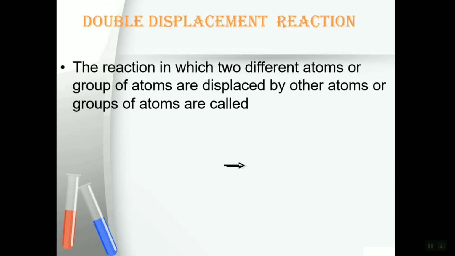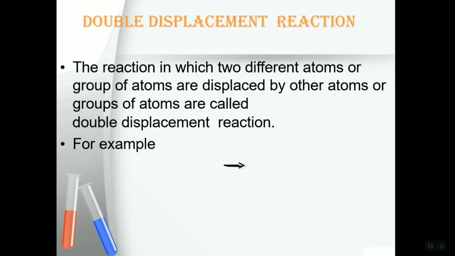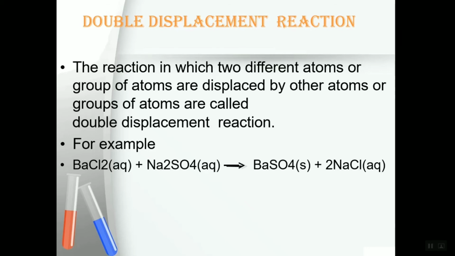Double displacement reaction. The reaction in which two different atoms or groups of atoms are displaced by other atoms or groups of atoms is called a double displacement reaction. For example, barium chloride when reacted with sodium sulfate gives barium sulfate and sodium chloride. What happens in this reaction? Barium reacts with the SO4 and sodium reacts with the chlorine, so that is called displacement of two different atoms or different groups. So this is called a double displacement reaction.